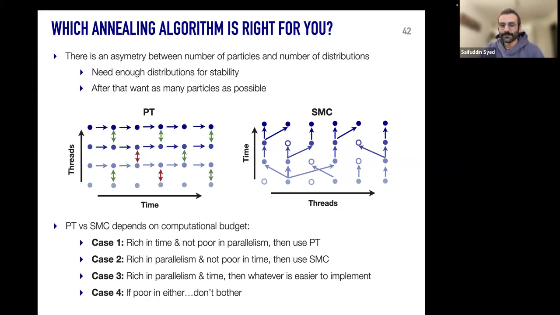And if you're poor in both, then you have to start getting a bit more creative and think about how you can incorporate flexibility in these neural-based methods.